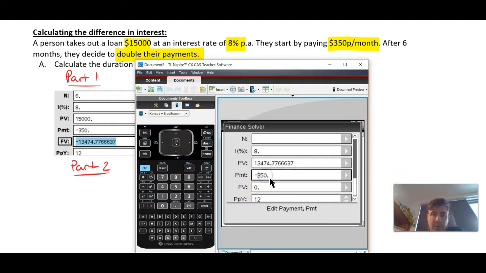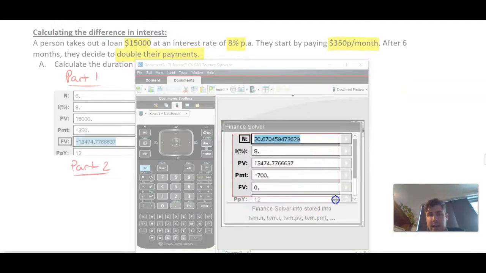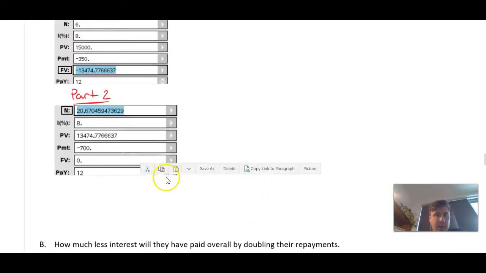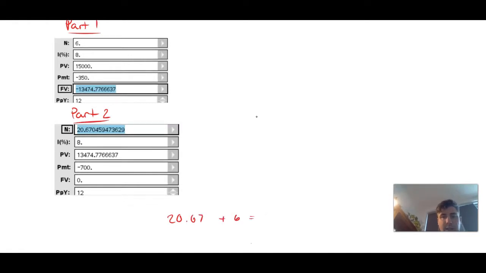Oh, sorry, but first of all, we've got to change the payment to $700 per month. So, with this new setup, $700, it's going to take 20.67 more payments. That's not a very round number, and so I'll show you how to work out exactly what the final payment is in a moment. So it's going to take 20.67 more payments. So a total, if you add the two up, of 20.67 plus 6 gives you 26.67 payments.